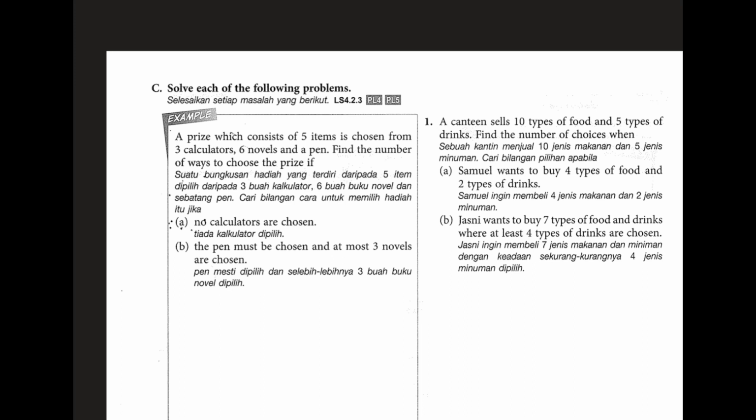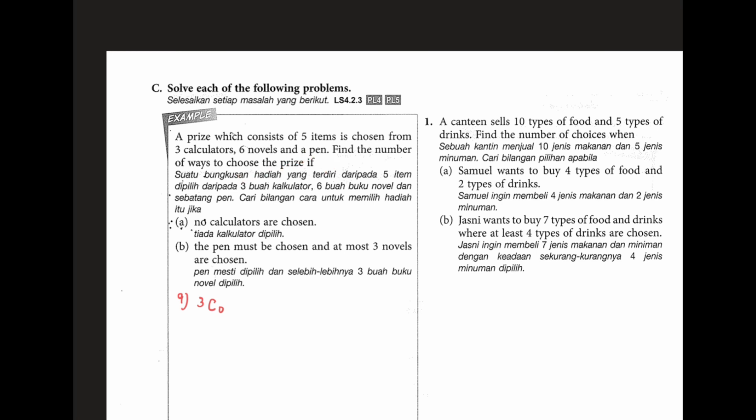Okay, so part A, no calculator is chosen. Okay, you see how we do it. We don't want to choose calculator. That means from 3 calculators we choose 0. Then after that, we don't choose calculator, but novel and pen, they don't mention anything. We just add them up and choose 5. So 6 novels plus 1 pen, altogether 7. From these 7 you choose 5.